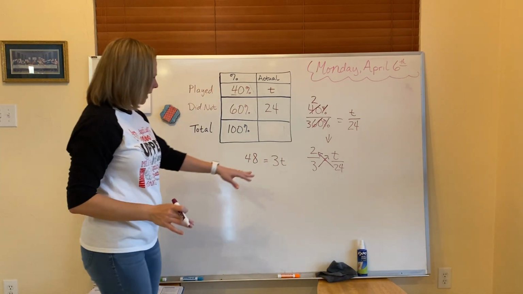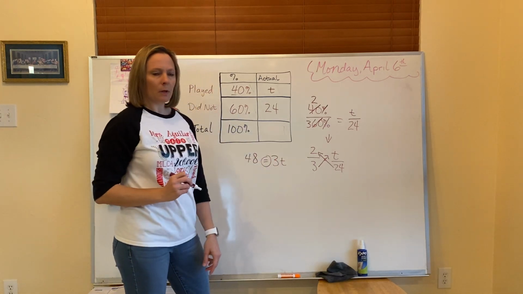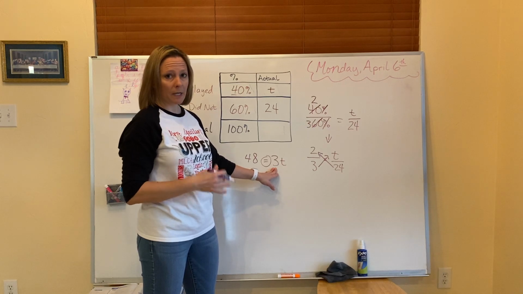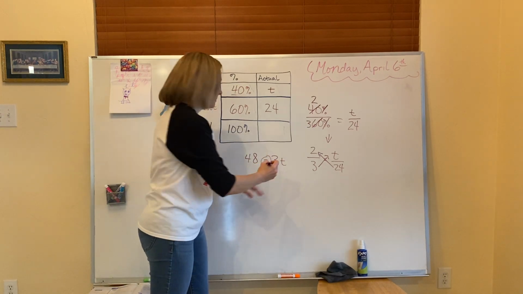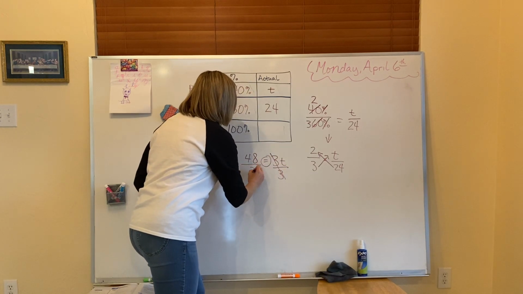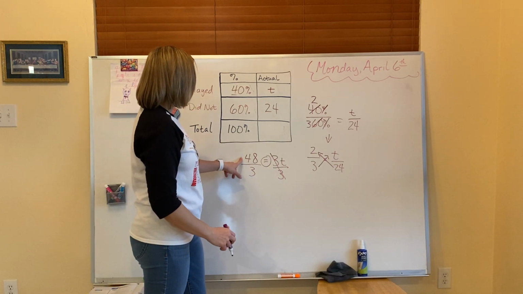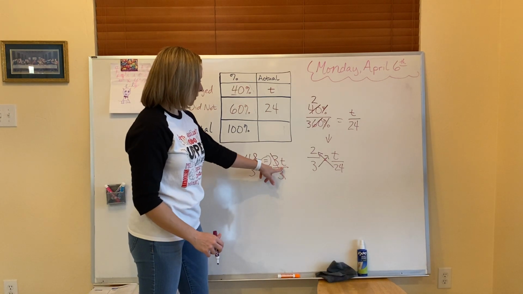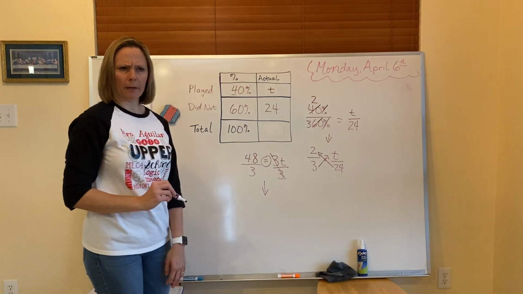Now what do we need to do to get T on the side of the equal sign by itself? Well, since we're multiplying T times something, we need to divide by that thing, which is 3. And remember, we divide each side by 3, not just the one side, but both. So now we have 48 divided by 3 is equal to T. So what is 48 divided by 3?